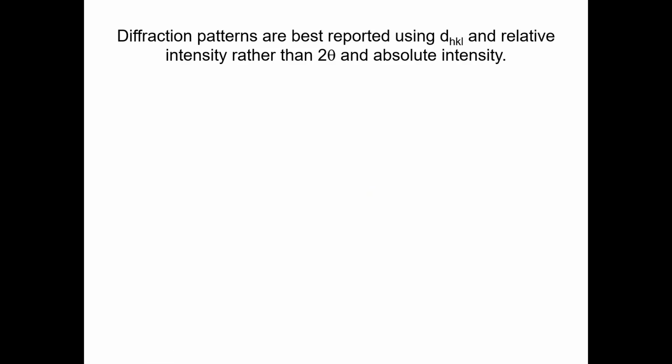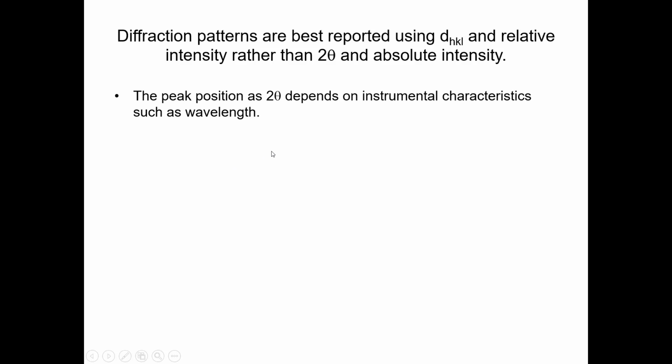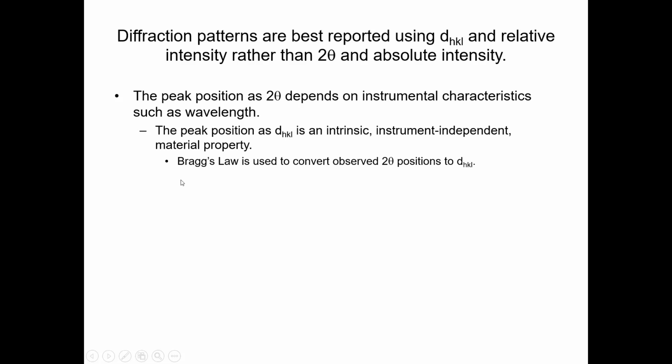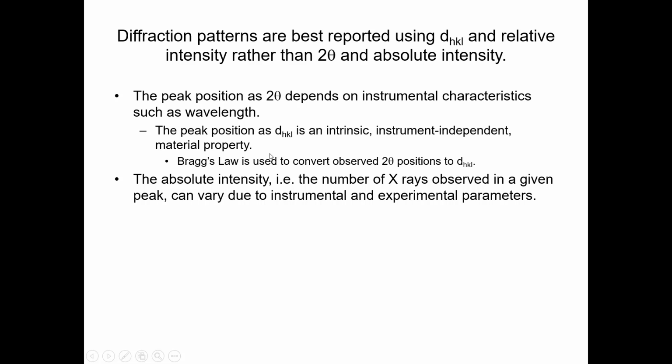Diffraction patterns are best reported using the d-spacing and relative intensity rather than 2 theta and absolute intensity. The peak position as 2 theta depends on instrumental characteristics such as the wavelength, whereas the peak position as d-spacing is an intrinsic, instrument-independent material property. So Bragg's law is used to convert the observed 2 theta position to d-spacing. This is the most important thing we should keep in mind.